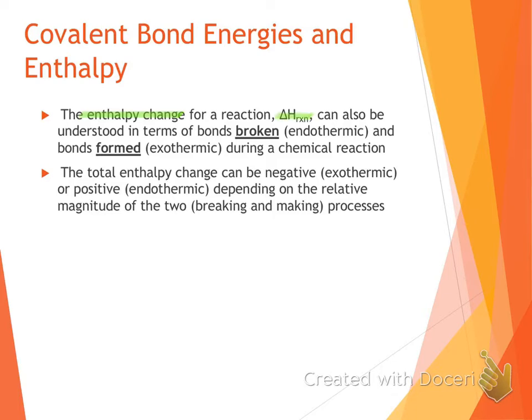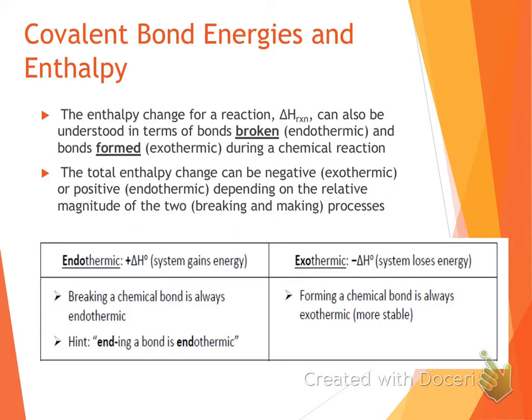So using bond energies is yet another way that we can determine the enthalpy change of a reaction by looking at the bonds that are broken. Again, that'll be an endothermic process, and the bonds that are formed. The total enthalpy change, or your delta H, would be negative (exothermic) or positive (endothermic), depending on the magnitude of both of those processes. Does it take more energy to break the bonds, or was more released whenever the new bonds were formed? So again, endothermic processes are going to have a positive delta H.